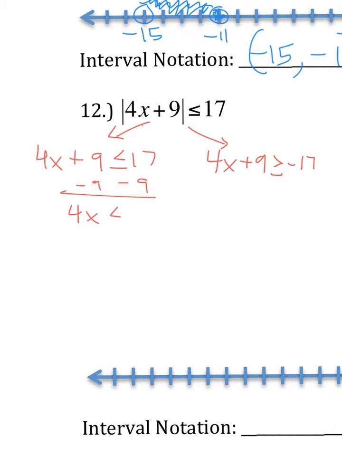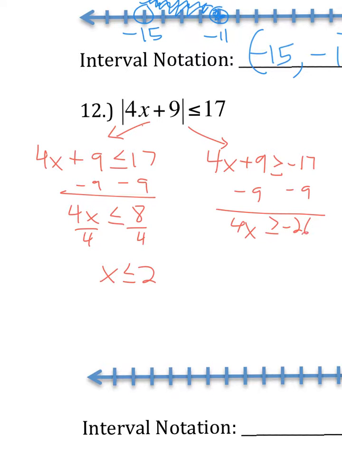4x is less than or equal to 8. X is less than or equal to 2. And over here, negative 17 minus 9 is negative 26. Divide by 4. X is greater than or equal to, and this is actually negative 6.5. Now, take each of them, graph them separately.